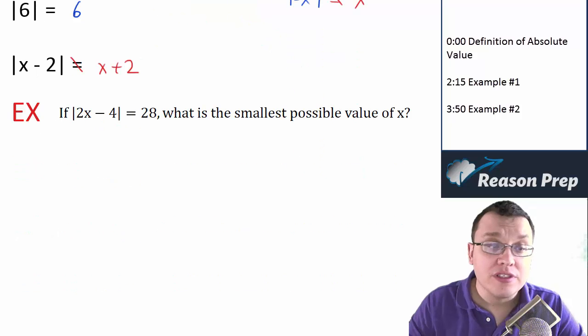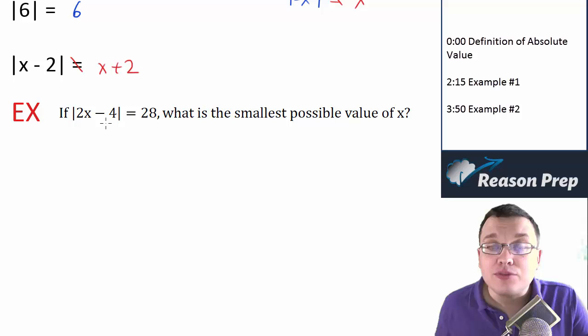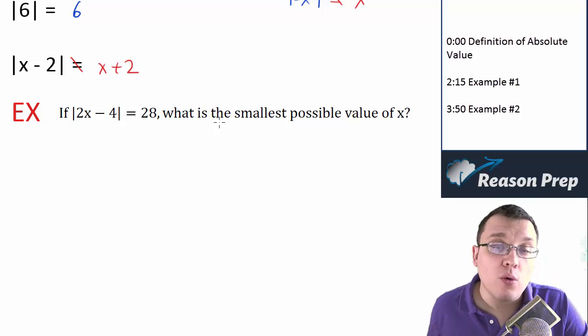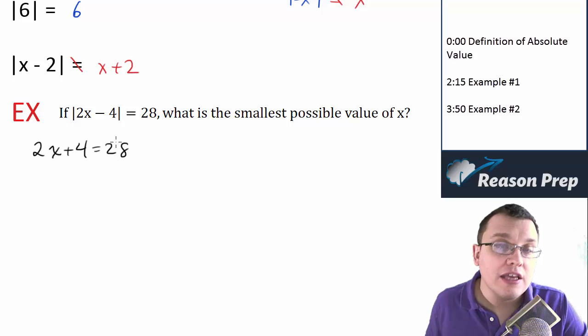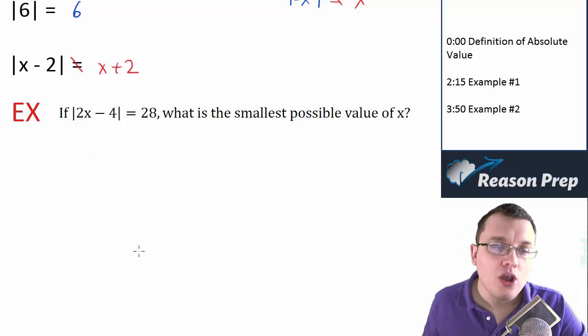So where does this play out? What kind of questions might you see on absolute value on the SAT? So you might see something like this. If the absolute value of 2x minus 4 equals 28, what is the smallest possible value of x? Notice you don't want to just say, oh, okay, well, 2x plus 4 equals 28, because that does not work. You cannot do that, as we just said. So what do you have to do?